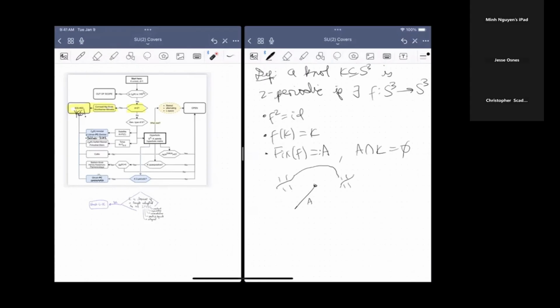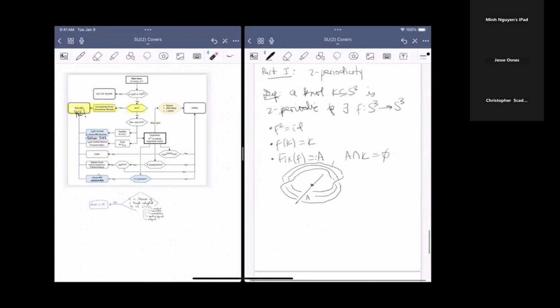And the knot is invariant under this involution that has, in this case, the involution is rotation with respect to that central axis. Okay, so this is an example of a two periodic knot, and in fact, all of the knots that are two periodic are going to be of this form. And so the key here is that I can then take the quotient.